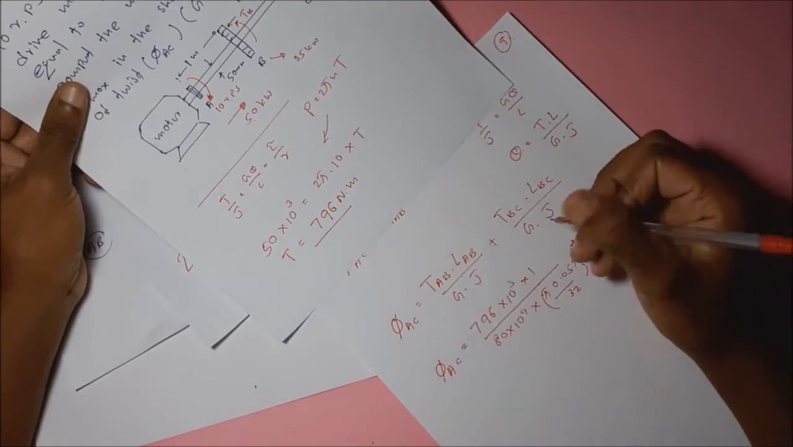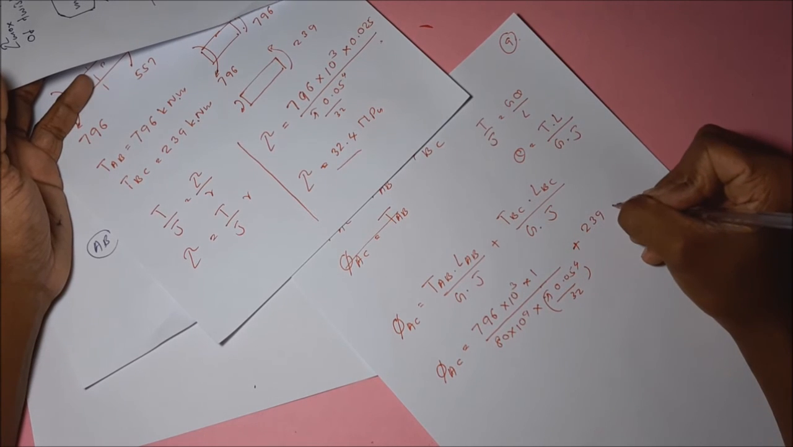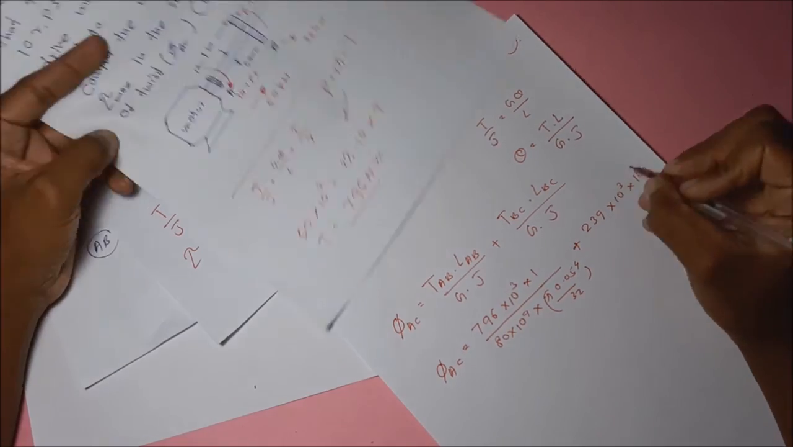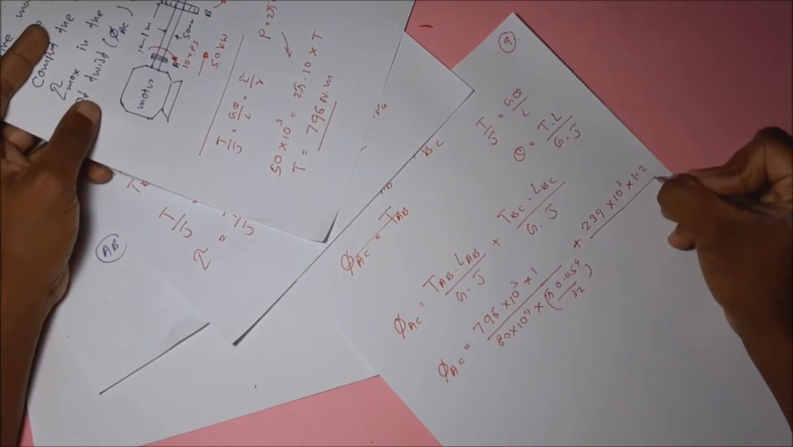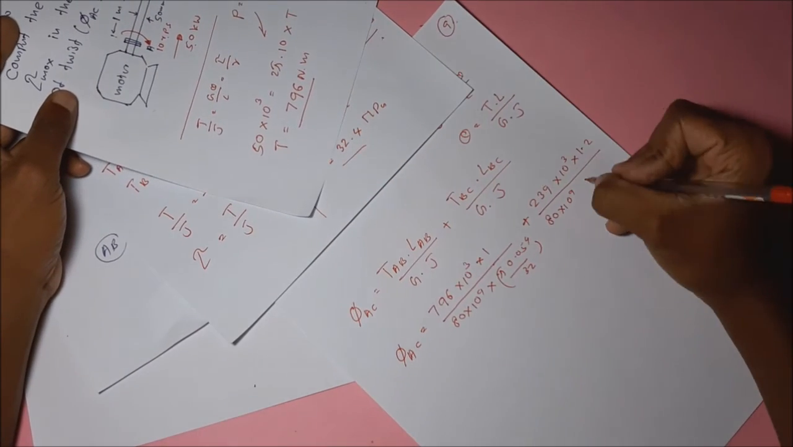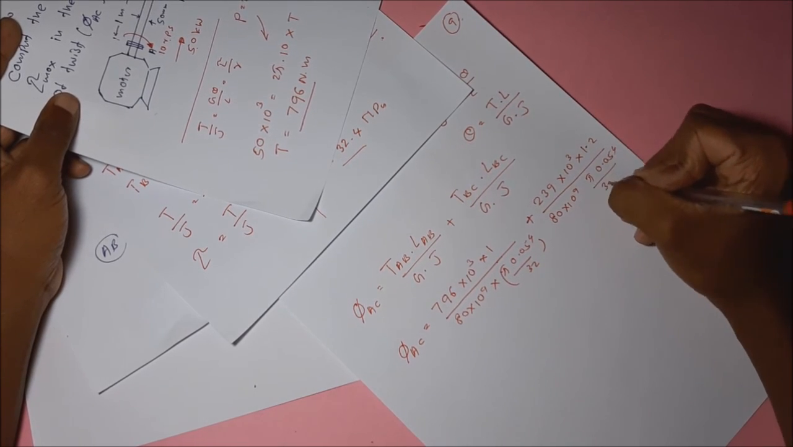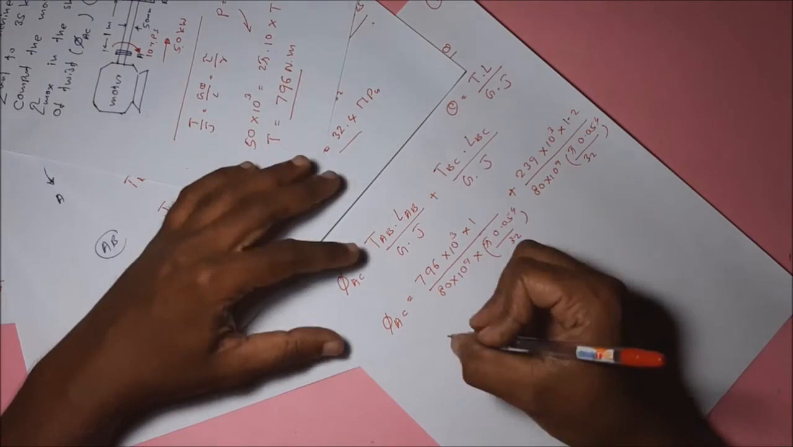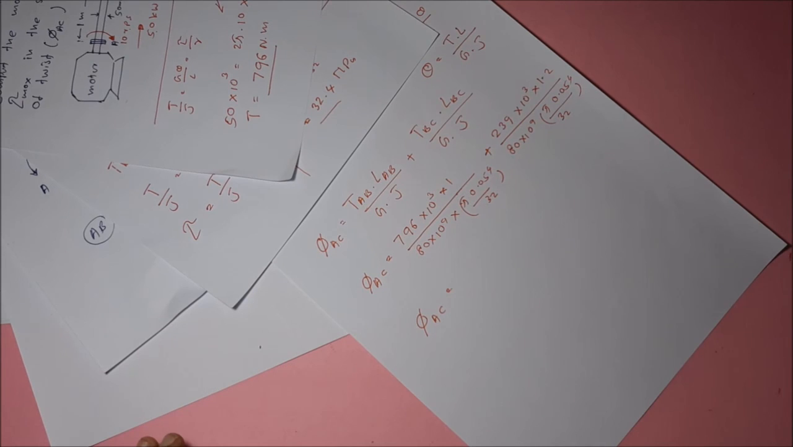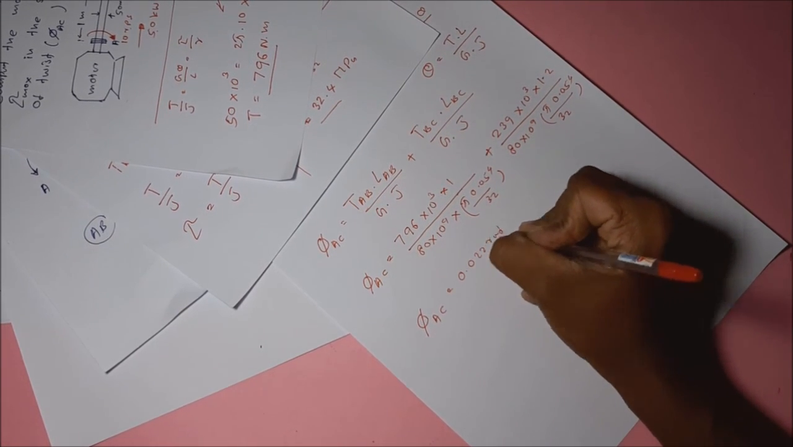Plus TBC, 239 into 10 to the power of 3. What is the length? 1.2 meter is given. G, again 80 into 10 to the power of 9. J, 0.05 to the power 4 divided by 32. Then simplify this equation and you will get the angular deformation, the angle of twist, in radians. Please check this answer, 0.02 radians.